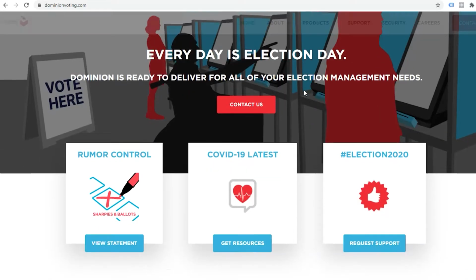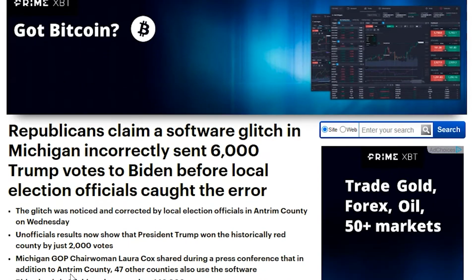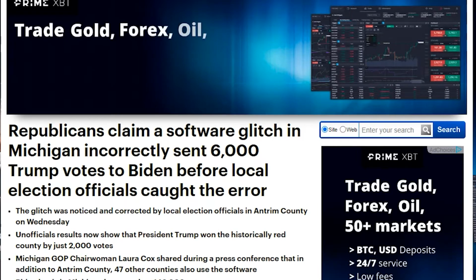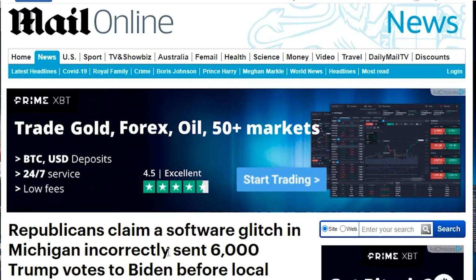How much do we know about the voting software that we use? Namely, Dominion software. Voter fraud doesn't exist though, and it's rare. At least that's what the mainstream media wants you to believe. Just recently, a software glitch that moves 6,000 votes from Trump to Biden in the state of Michigan was uncovered. The glitch was detected by the GOP and then corrected only after it was called out for irregularities in Antrim County, Michigan. So it's almost like you have to find these weird voter fraud software glitches, point them out, get the media coverage, and then they get fixed.